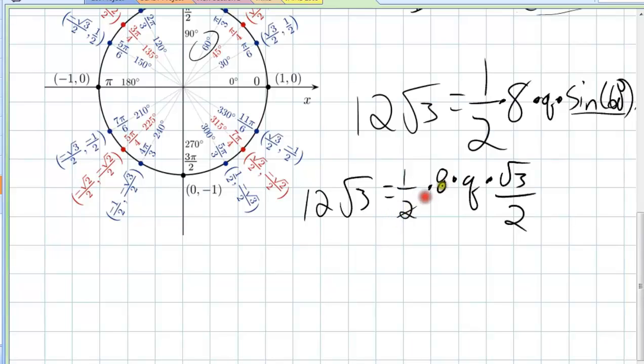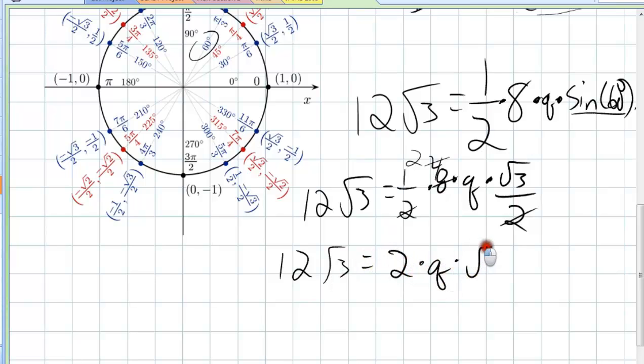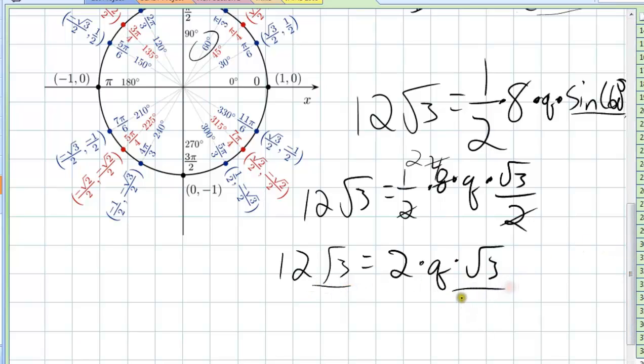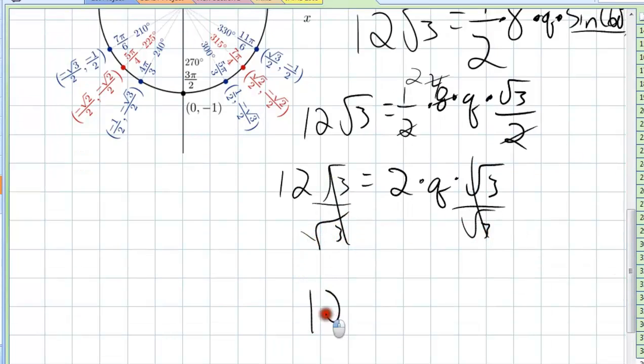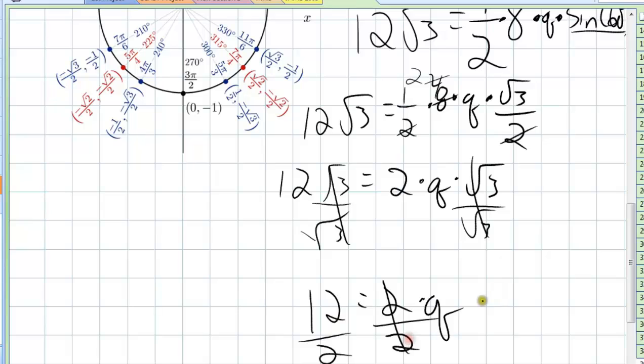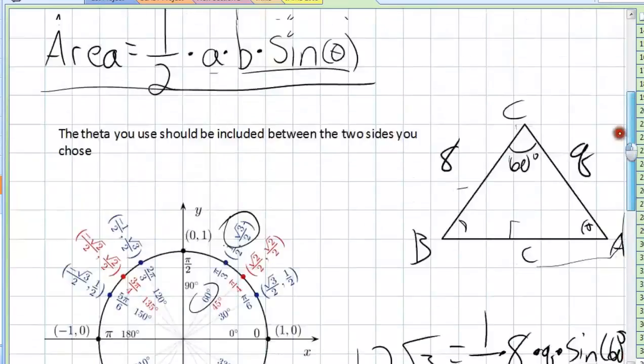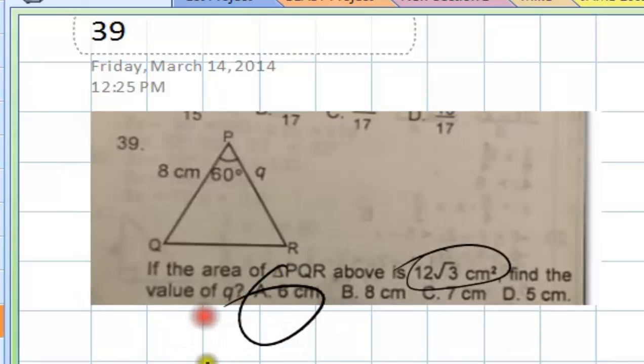8 divided by 2 is 4. 4 divided by 2 is 2. So 12 root 3 is equal to 2 times Q times the square root of 3. Now we can cancel the root 3's, dividing by square root of 3 on both sides, so that 12 is equal to 2 times Q. Then we divide by 2 on both sides, and we get that Q is equal to 6, which is our answer right there.